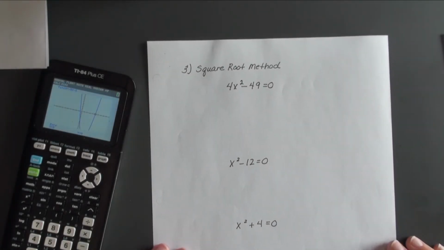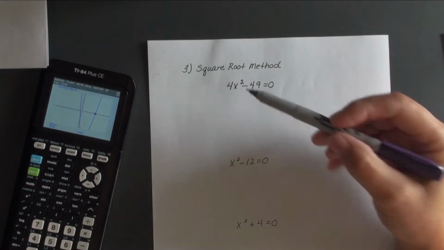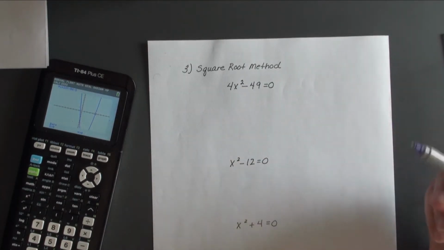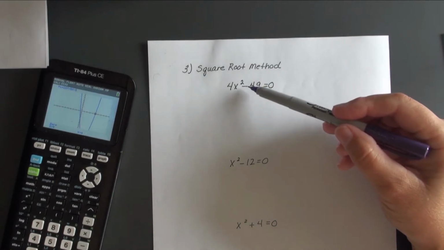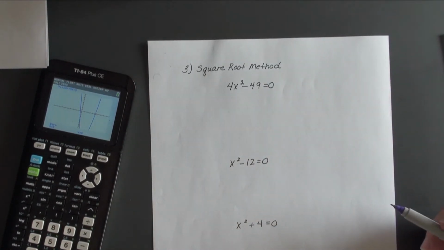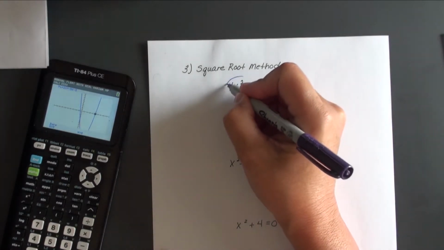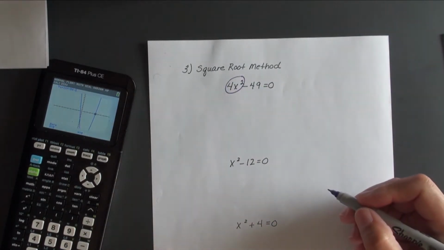Our next method for solving quadratic equations is called the square root method. If you'll notice the three problems on the screen, these are all quadratic because they all have an x squared term, but they are missing the usual or the normal x term. If that's the case, then we can solve these using the square root method. In that, what you do is you isolate the x squared term.